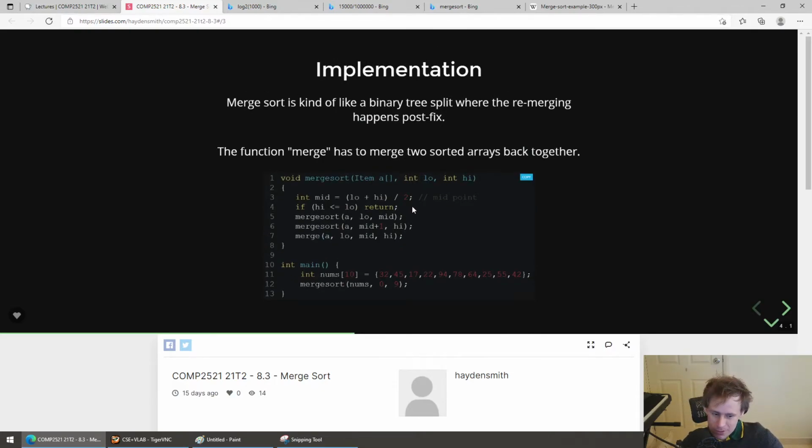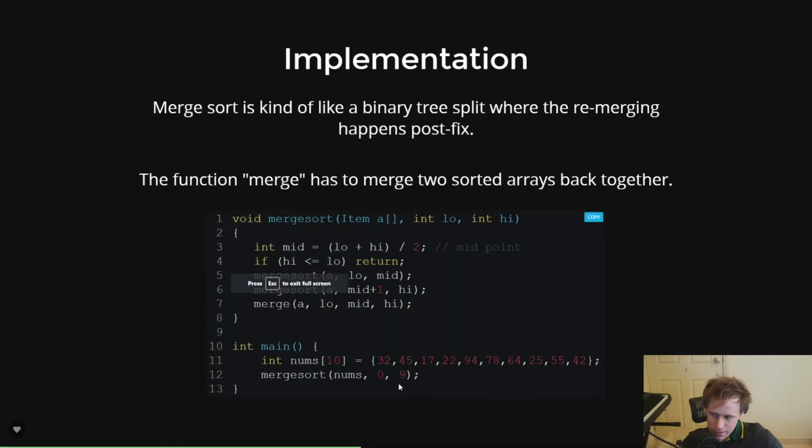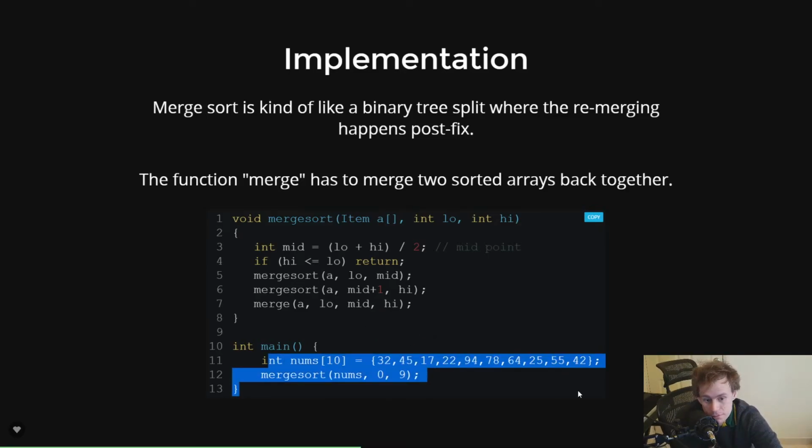Now, how does the merge sort algorithm work? Well, at a high level, you can understand merge sort as you have a list of numbers and you call merge sort on them, just like a normal sort. Imagine this just says sort number. It's the same as all the other sorts.